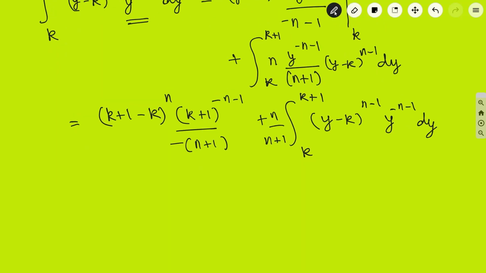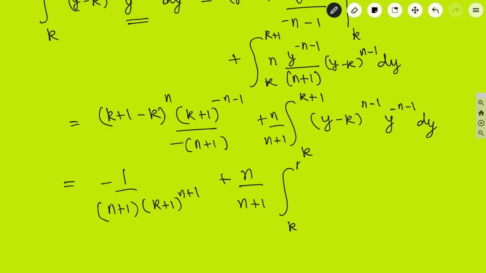Now, what I'm going to do is simplify this further. Let me write this as follows: minus 1 by n plus 1, (k plus 1) to the power n plus 1, and then plus n divided by n plus 1, and then you have the integral from k to k plus 1 of (y minus k) to the power n minus 1, and then y raised to minus n minus 1 dy.